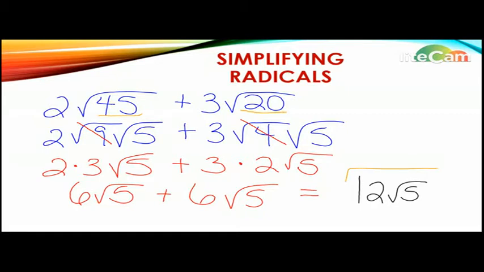All right, now the only way I can add those is if the number underneath the radical is the same. Okay, if you can't, you're just going to have to leave it the way it is. All right, so here we're going to do number 3 from the worksheet.